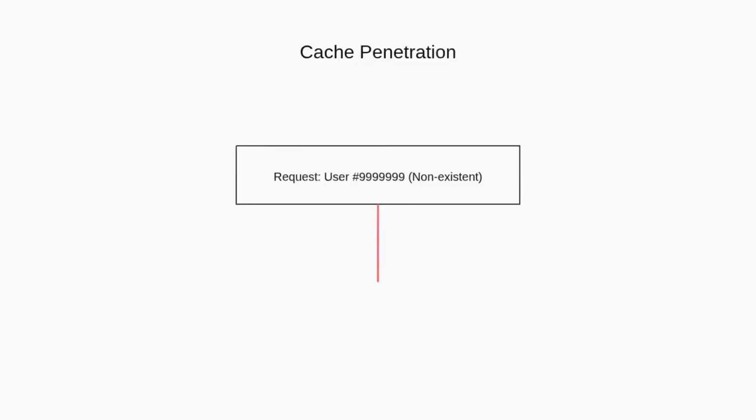The fix? Bloom filters. A Bloom filter is a space-efficient data structure that can tell you if an item might be in the database or definitely is not. If the Bloom filter says no, you don't even bother checking the cache or the DB. Alternatively, you can cache null values with a short TTL. This way, the second request for a non-existent item hits the cache and returns not found immediately.